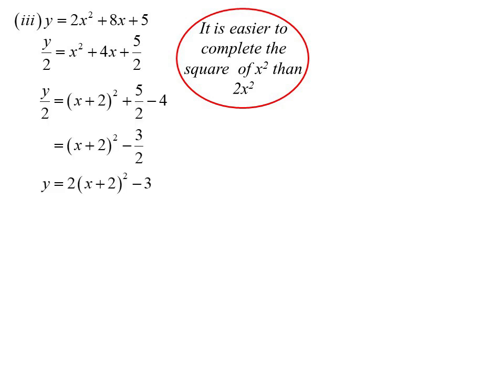So add half the coefficient of x, which in this case is 2. Square it, we get 4. Instead of adding it onto the other side, I've subtracted it from the right hand side. It's equivalent to the same thing. The other thing I have to do, because I want y equals, is multiply everything by 2. And there we have it, y equals 2 times (x plus 2) squared minus 3.